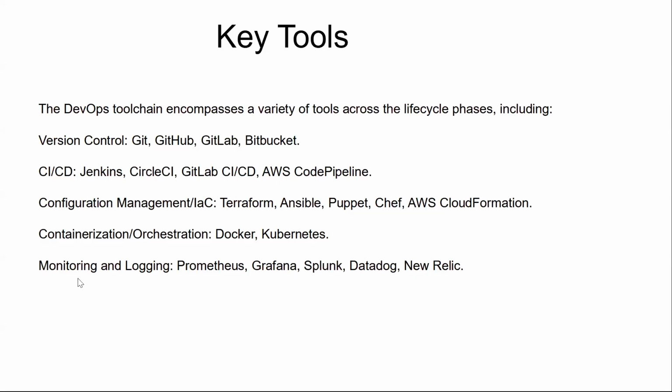Then coming under your monitoring and logging, we have Prometheus, Grafana, Splunk. These are different types of monitoring tools to check what the process is and how it is solving that particular work. You're just checking whether every process is working properly. Under that come these tools.